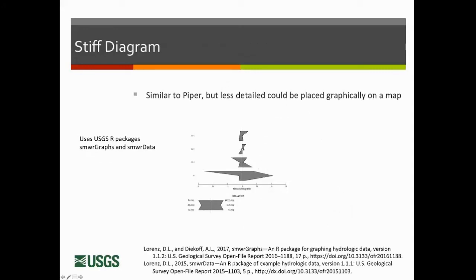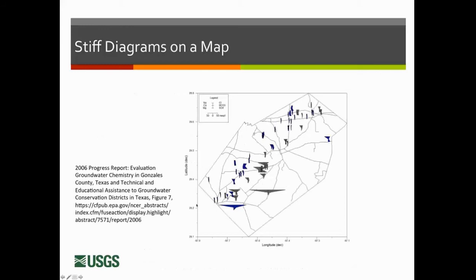However, it is a simpler diagram, which leads to some other capabilities, such as putting those graphically on a map. And this is a map of groundwater chemistry in Texas. There are 2 different aquifers here. The blue and gray represent different aquifers, and they put Stiff diagrams on this map in the county.